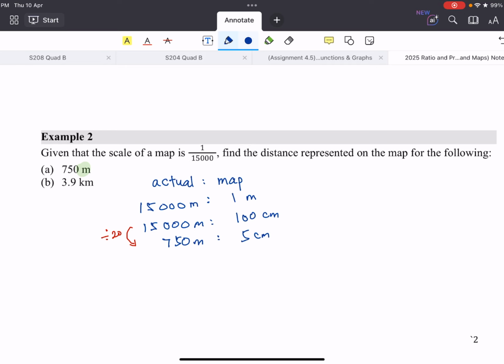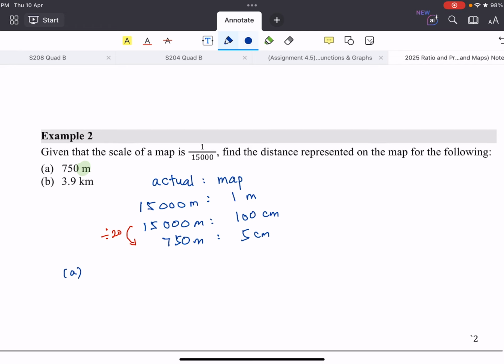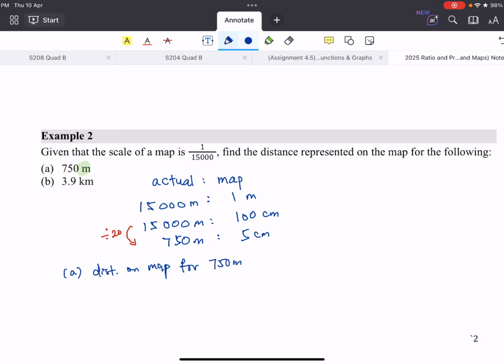But of course, this is just a ratio. The question asks us to find the distance on the map, so we need to answer the question correctly. So distance on map for 750 meters is 5 centimeter. There we go, right? Now we can also continue to find part B.